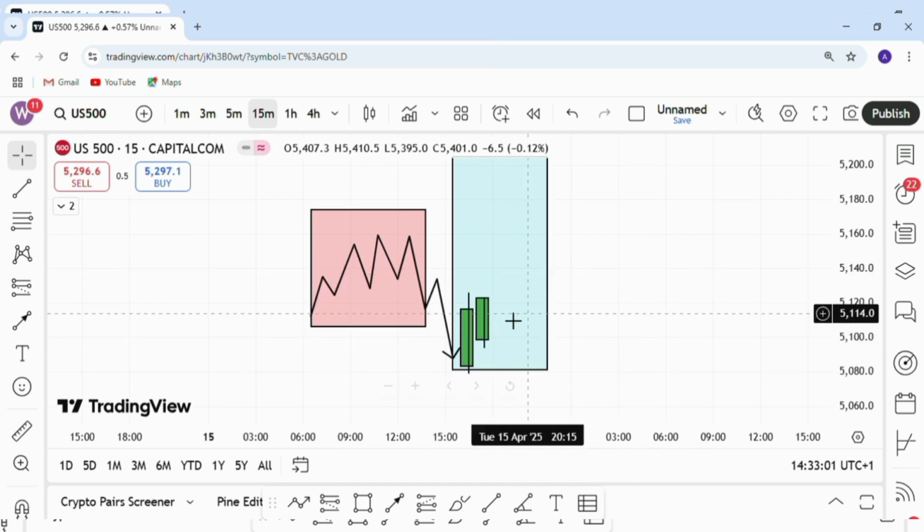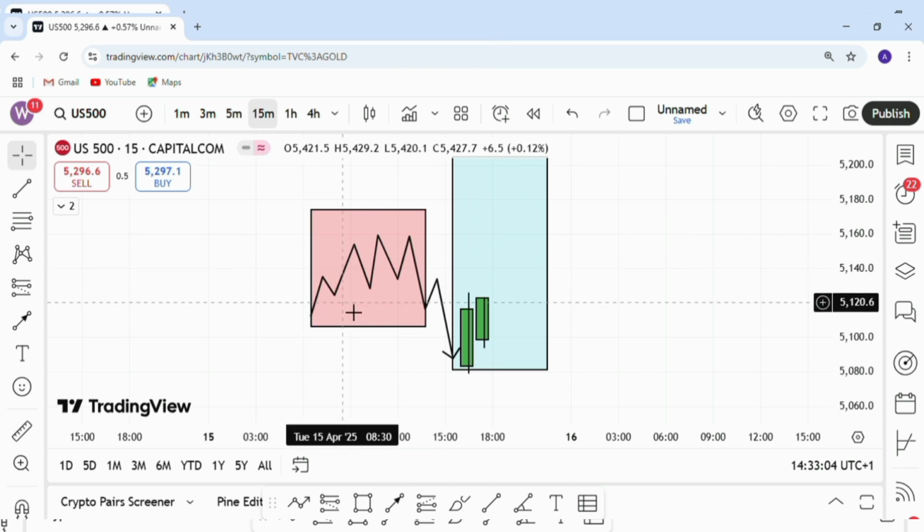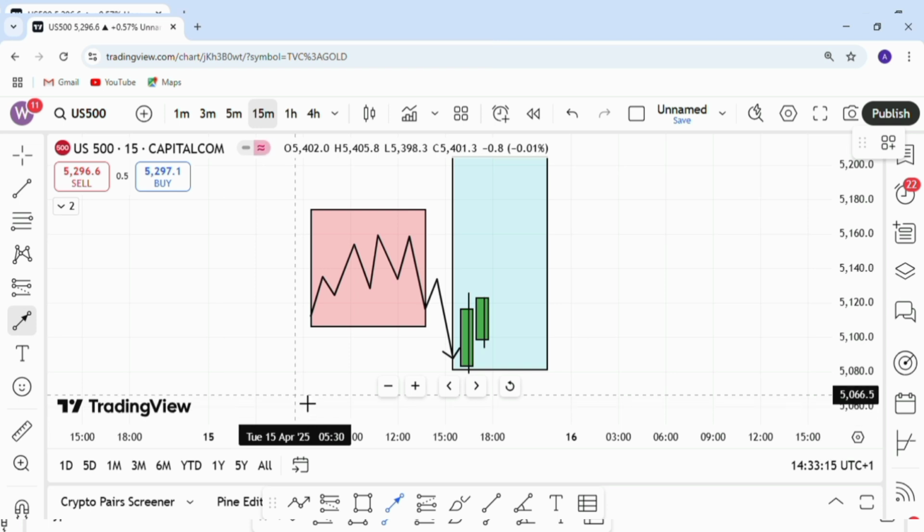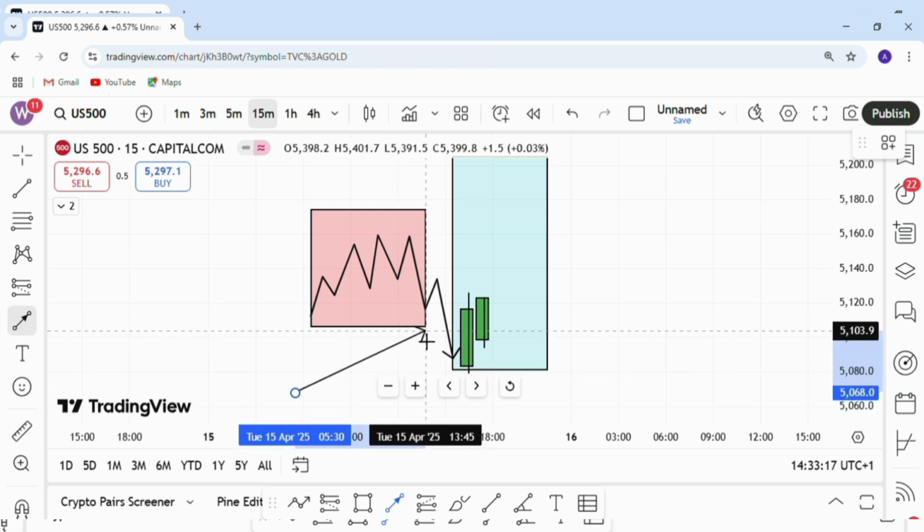So for this sessioning, this is how it looks like. Let me see, this is the Asia session, and this is the London or New York session. Let me take it like this. So what you're waiting for, if you're looking for a buying opportunity, you're waiting for a sweep of the Asia low like this. You're waiting for a sweep of this Asia low.